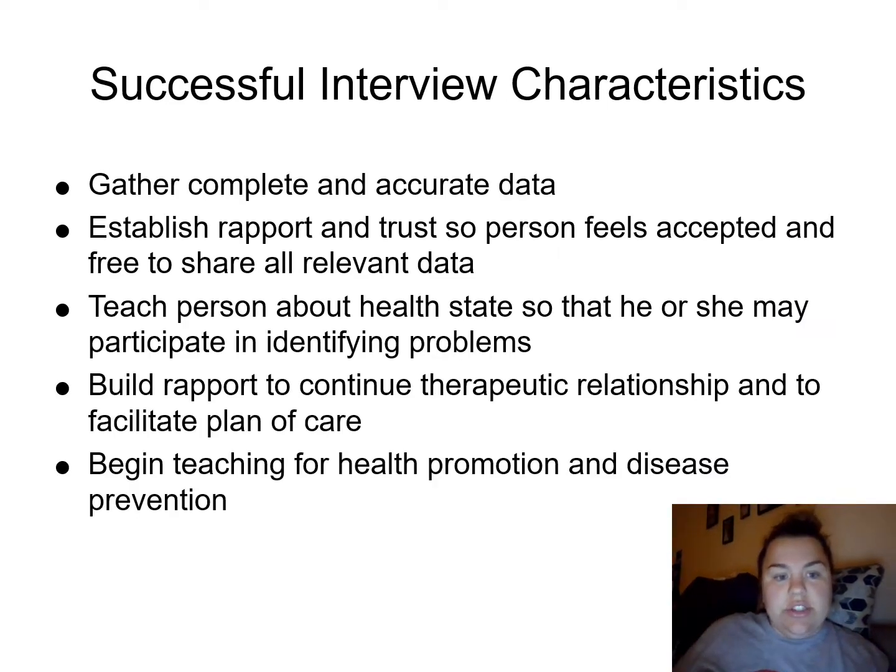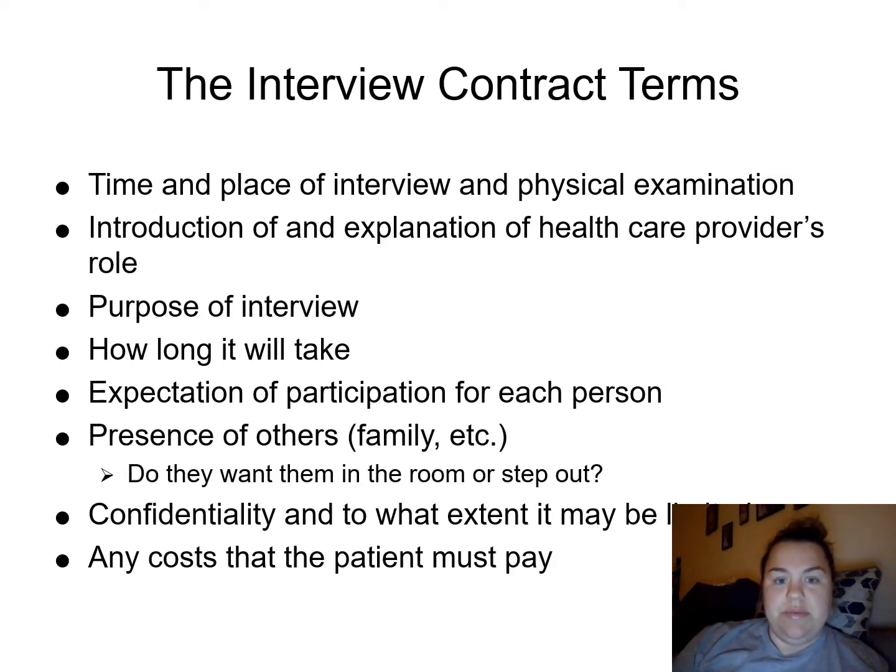So successful interview characteristics. This is the point where, again, you're building that rapport, and your client or your patient, however you want to do it, is going to feel accepted and feel free to share their information with you. And you're building that trust. You're also giving an opportunity to teach your client. There are teachable moments throughout the entire time you're with them. You're teaching the person about their health state, and you're again building that rapport through therapeutic communication. And again, you're beginning to teach for health promotion and disease prevention.